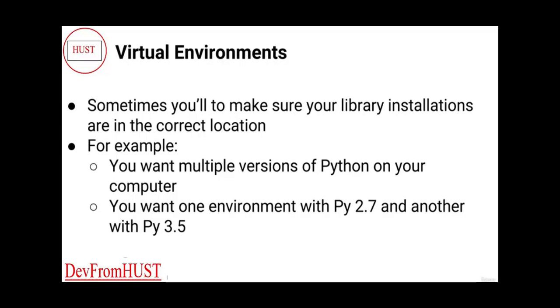Another example is sometimes you'll want to make sure your library installations are in the correct location. So for example, you may want multiple versions of Python on your computer. So you'll want to make sure a Python 2.7 version of a library is in the correct location versus a Python 3.5 version. What you can do with virtual environments is have one environment in Python 2.7 and another with Python 3.5.